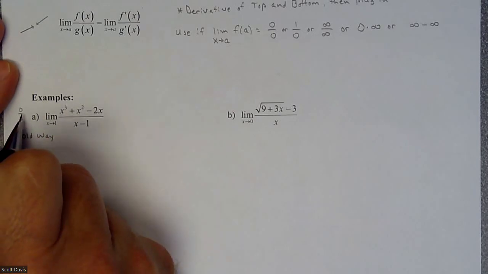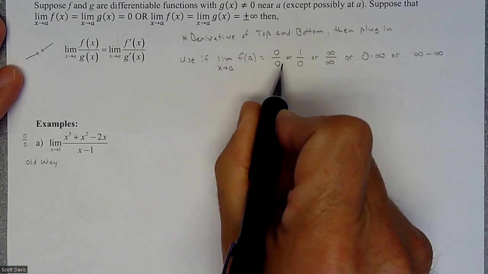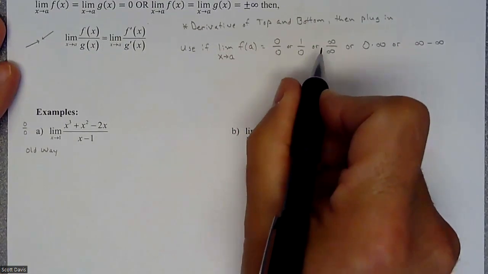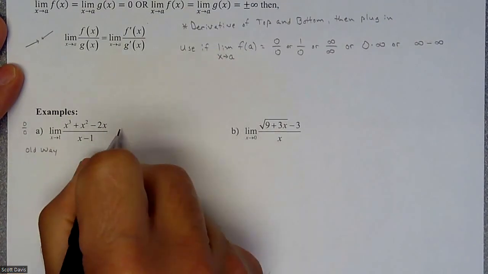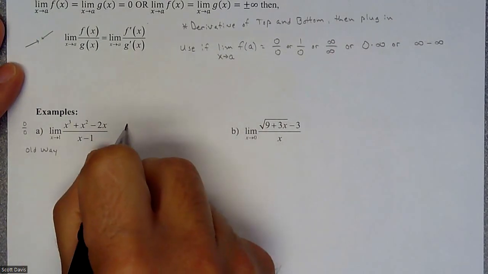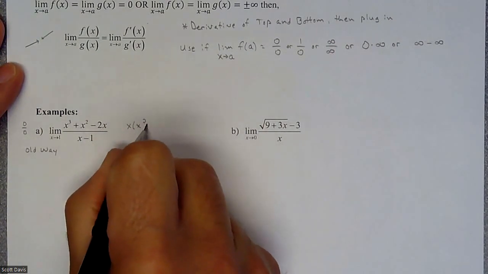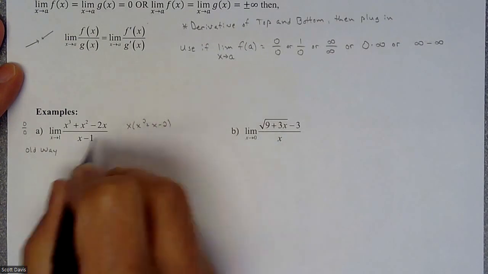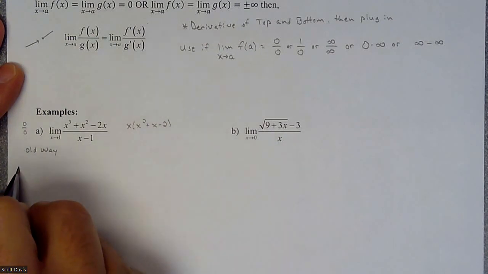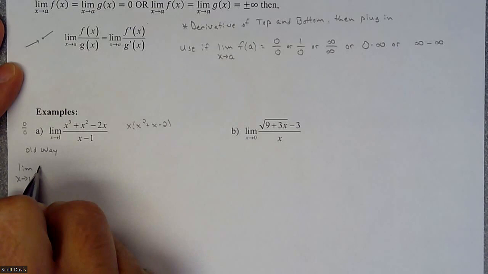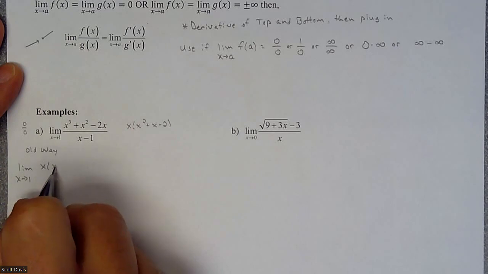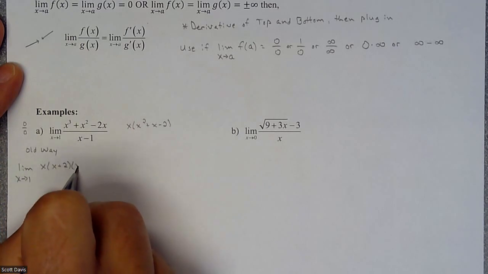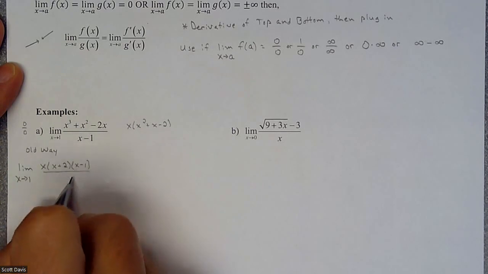But I still have to start off knowing, do I have a scenario where I can use this method? Do I have a 0 over 0, or 1 over 0? If I plug in 1, I do have a 0 over 0. So we're going to factor the top. I'm going to factor out an x, which gives me x squared plus x minus 2. So then I have the limit as x approaches 1. If I factor that, I get x, and we need numbers that multiply to negative 2 and add to 1. I get a plus 2 and the minus 1, over that x minus 1.